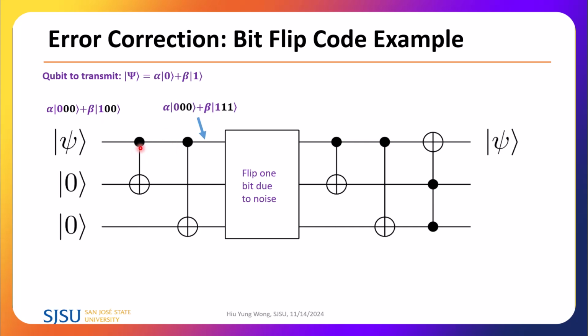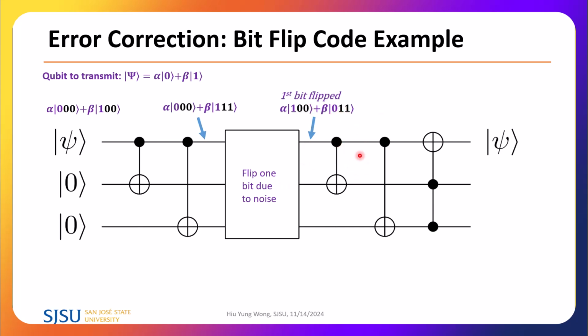I have two controlled NOT gates. This is the control qubit, this is the target qubit. This is the control qubit, this is the target qubit. So both of them become 1, 1, right? Then let's say we are so unlucky, we got a bit flip. It means that the whole system got flipped. And let's say only the first qubit got flipped due to some noise. So 0 becomes 1, 0 becomes 1 and 1 becomes 0. The other two qubits did not get flipped in this example, right?